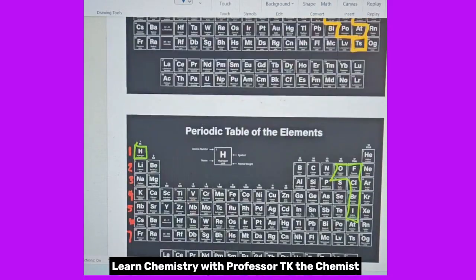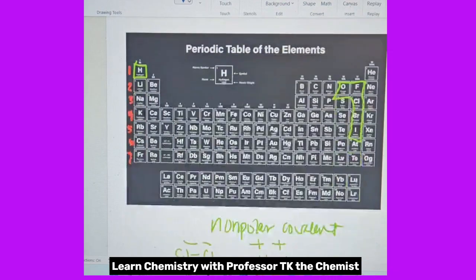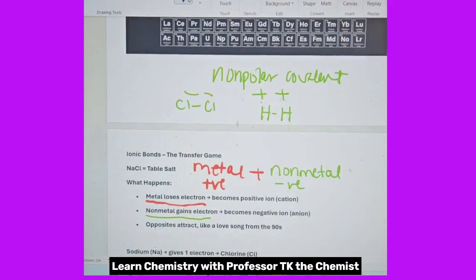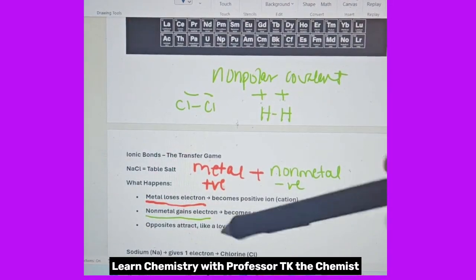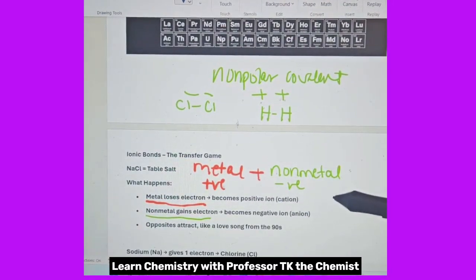So now, here is the thing. I drew the number 7 on the periodic table and I included hydrogen because hydrogen, along with the number 7 of elements, those are nonpolar covalent bonds. They are generally attached to themselves. Now, why do I bring that up? Because right here again, when you look at ionic bonds, metal plus nonmetal, metals lose electrons.